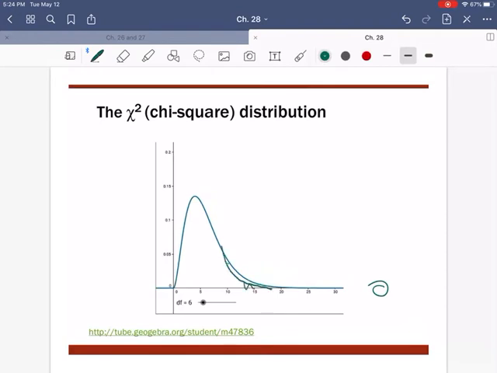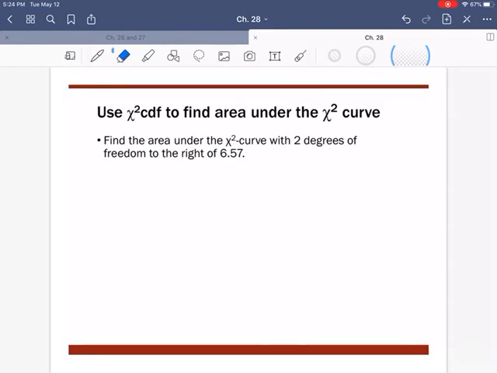Okay, the degrees of freedom determines how much is in the tail. So sometimes there's a lot more in the tail, and sometimes there's very little in the tail here. So that's why we see a difference in those numbers, because sometimes there's more area if you have a bigger degrees of freedom.